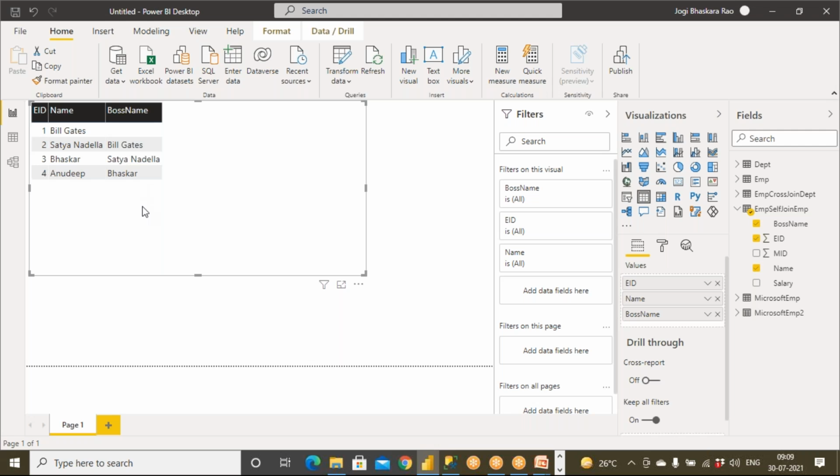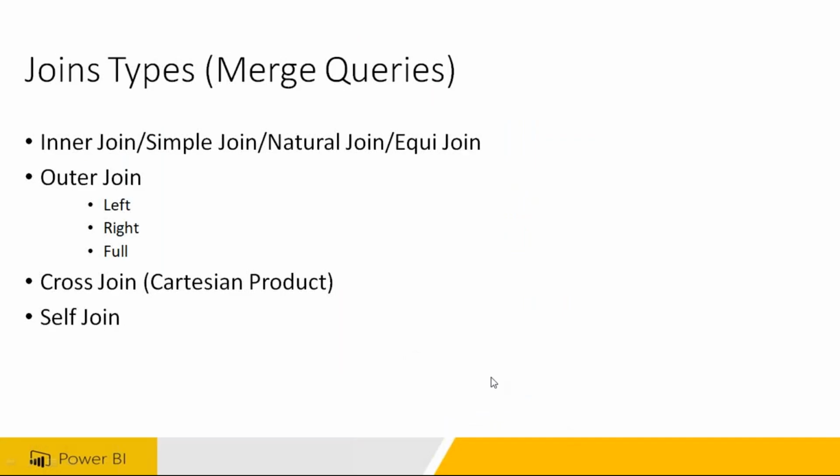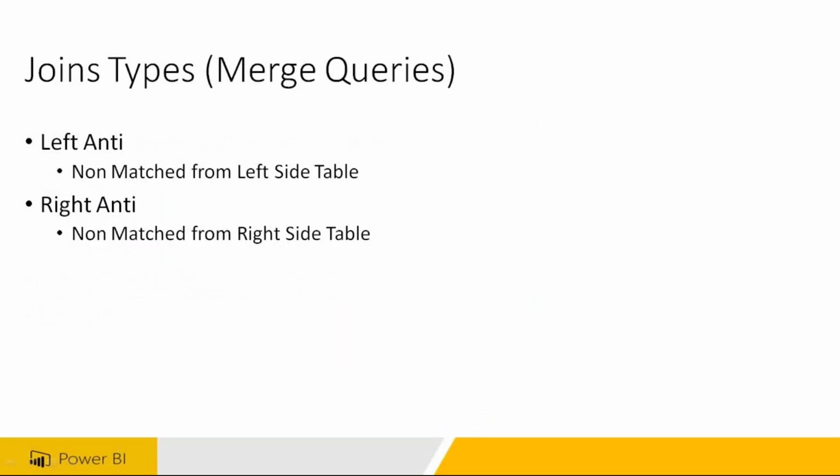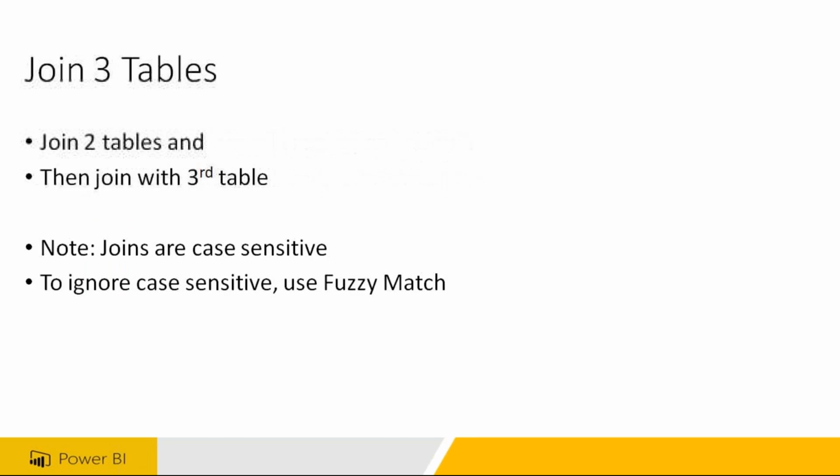Clear, guys? So this is how you are going to be using the same table, and joining with itself is called a self join. Clear? Now you understood these four joins, right?